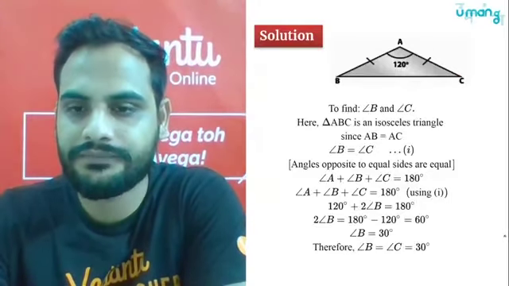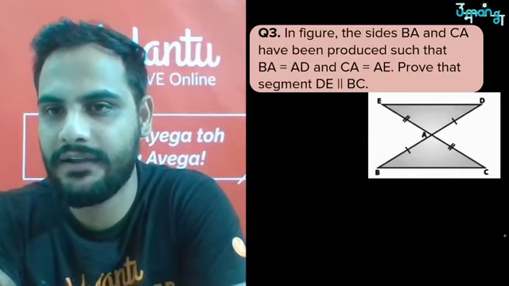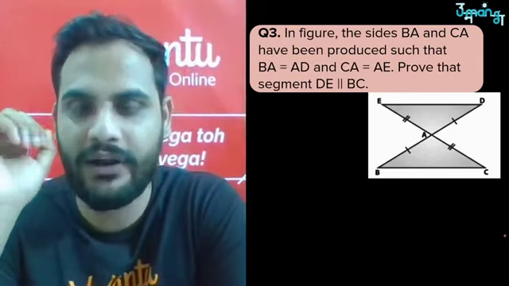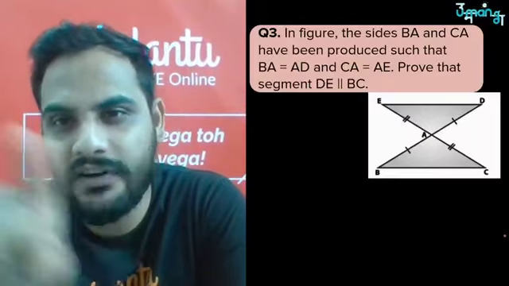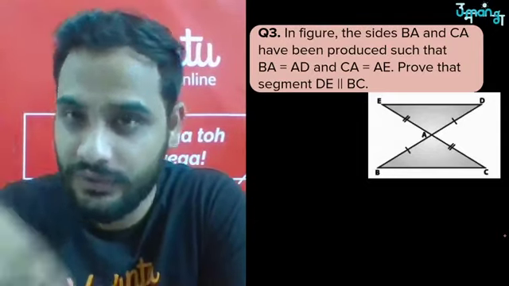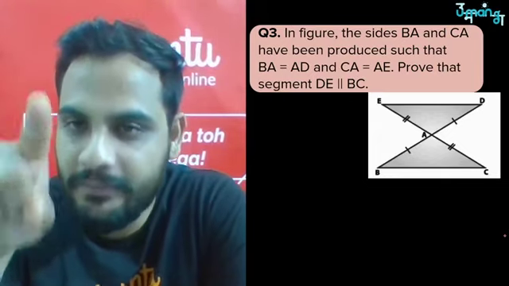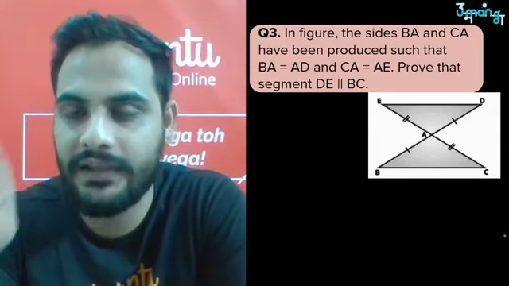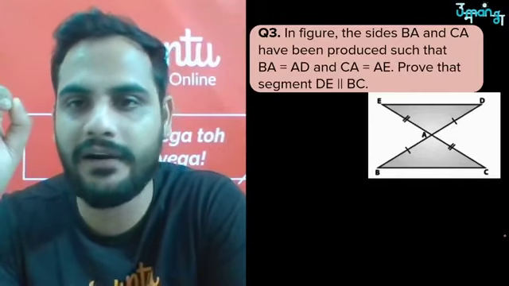Okay. Now, next problem. In the figure, the sides BA and CA have been produced. Dekho, one hint, one advice I would like to give you. Whenever you are solving any geometry problem, in the first reading, read the whole question. Pura question ek bar padho. Full question, read it once. So read it with me. In the figure, the sides BA and CA have been produced such that BA is equal to AD and CA is equal to AE.